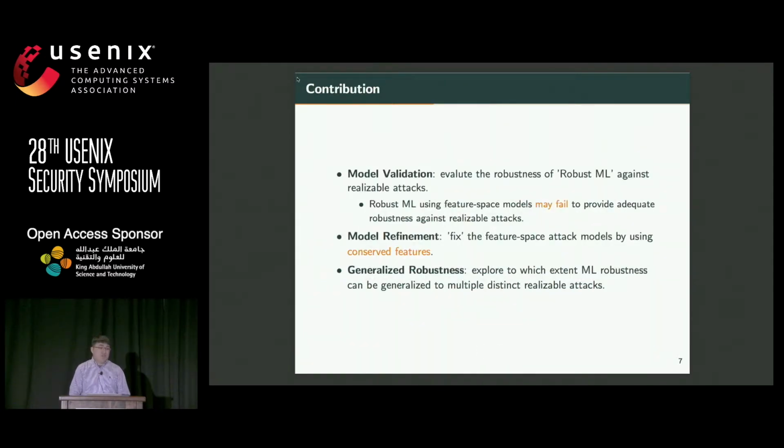To answer this question, we made several contributions. Our first contribution is model validation, in which we evaluate the efficacy of defending using the feature space attack model against realizable attacks. Our experimental results show that robust machine learning using the feature space attack model may fail to provide adequate robustness against realizable attacks. Our second contribution is model refinement, in which we fix the feature space attack models by using conserved features, which will be detailed later. Our third contribution is generalized robustness, in which we explore the generalizability of defense when we use different kinds of realizable attacks.